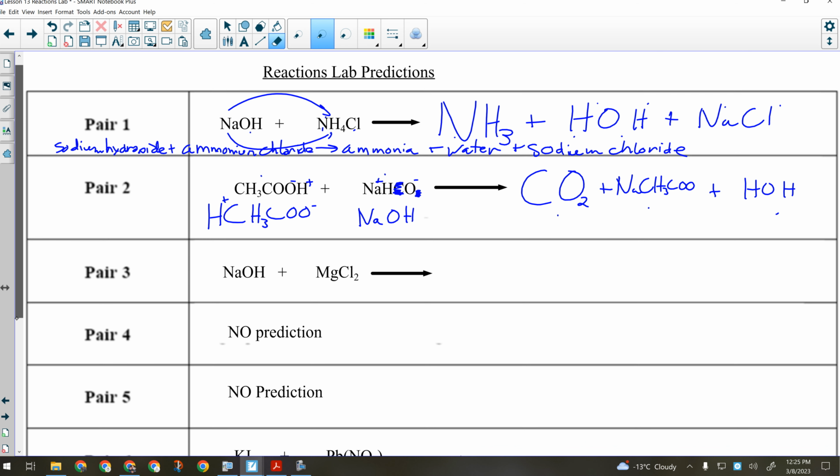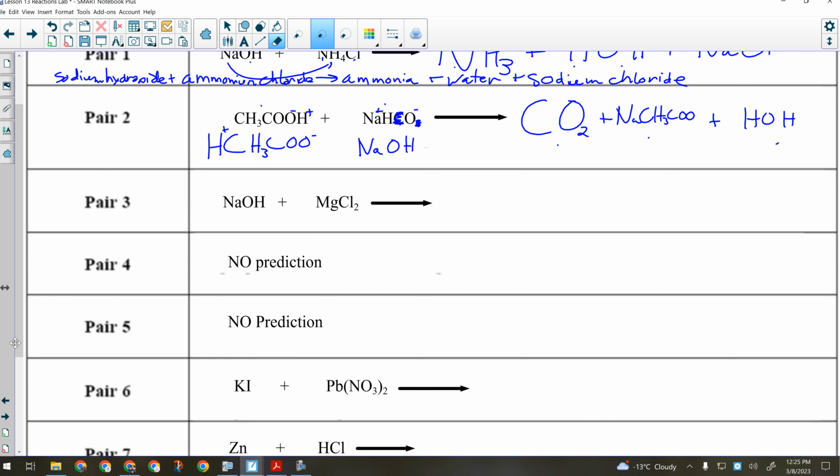Okay, pair number 3. This one's just a regular double replacement reaction, happens exactly as we would have learned it in class. Okay, the metals are going to switch partners. Okay, so we are going to have sodium ending up with chlorine and magnesium ending up with hydroxide. These are both ionic compounds and they need to be dropped and swapped. That's a +1, that's a -1, so that compound is good. This is a +2 and this is a -1.